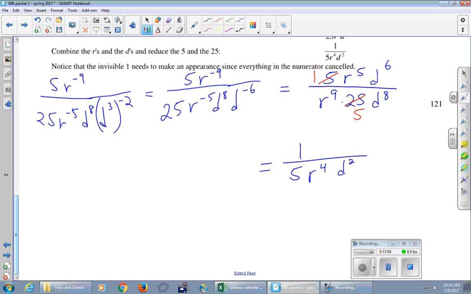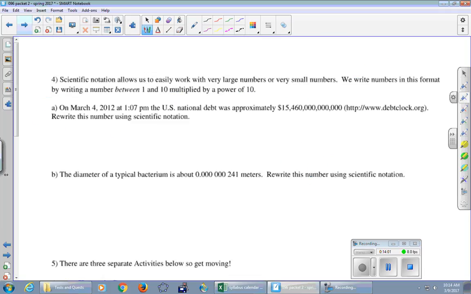Okay, let's move on to the next page. And we'll take a quick look at scientific notation here. Scientific notation allows us to easily work with very large numbers or very small numbers. We write numbers in this format, scientific notation that is, by writing a number between 1 and 10 multiplied by a power of 10. That's the definition of scientific notation. It's a number between 1 and 10 multiplied by a power of 10.